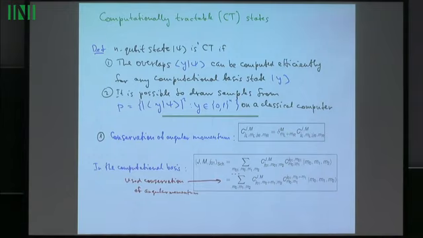The first: the overlaps can be computed efficiently for any computational basis state y. And second, it is possible to draw samples for any y from this particular distribution on a classical computer efficiently. So if we prove that any state that arises from PQC fulfills these two conditions, then we will prove the simulation result in a strong sense.